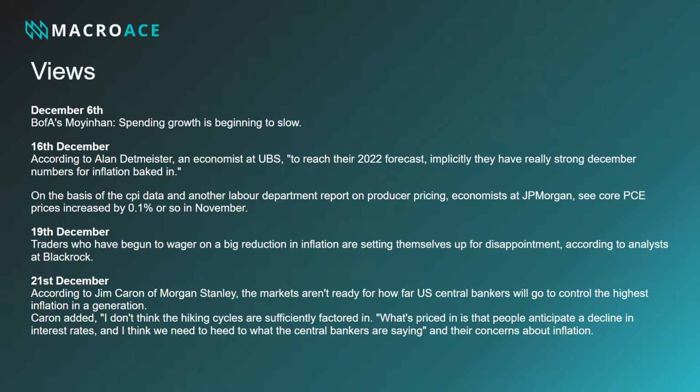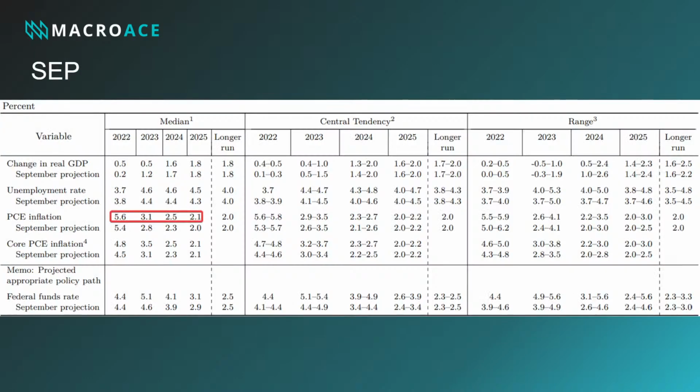Then some of the other views as well. Bank of America's Moynihan said that spending growth is beginning to slow. On the 16th of December, Alan Detmeister, an economist at UBS, said that to reach their 2022 forecast, they would implicitly want really strong December numbers for inflation baked in. So what does that mean? If we look at the 2022 figures for where they expect inflation, first of all, this is the PCE price index, and then you have the CPI.